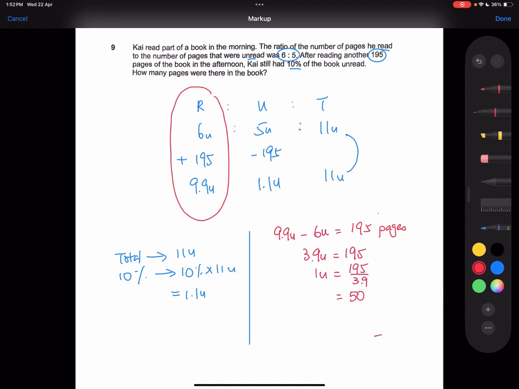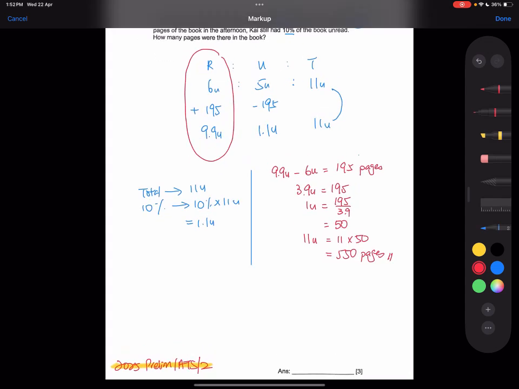And what are we supposed to find? How many pages were there in the book? Total number of pages, 11U. So 11 times 50, that gives us 550 pages altogether. Right, so our answer, 550 pages.